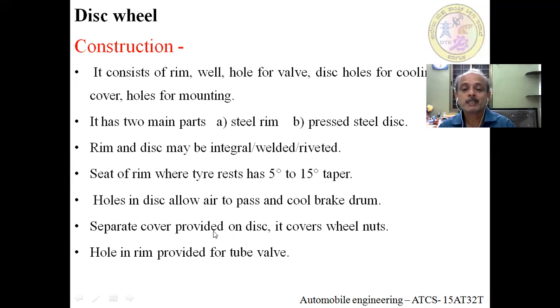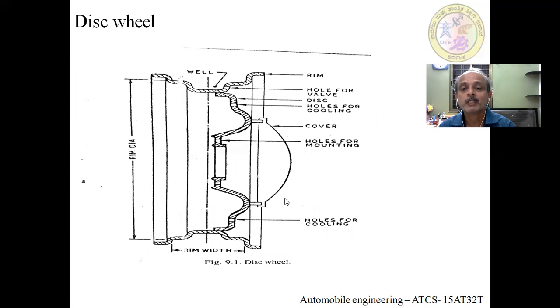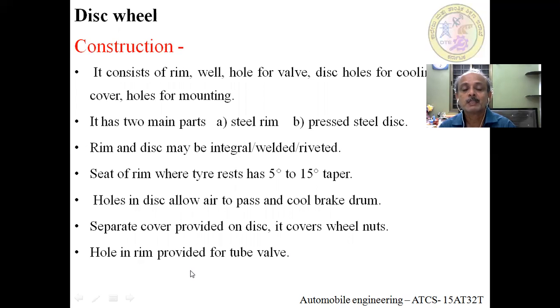And then a separate cover is provided on the disc. So cover is also provided on the disc. Last one is a hole in the rim provided for the tube valve. So valve is provided for the tube. So this is the main.